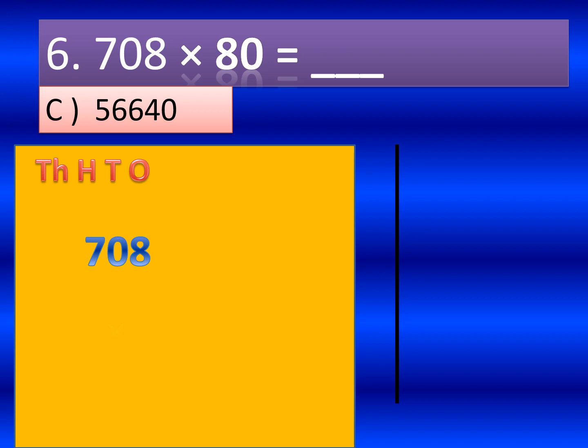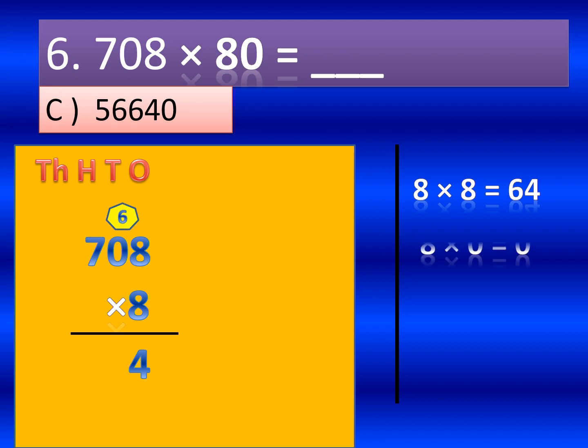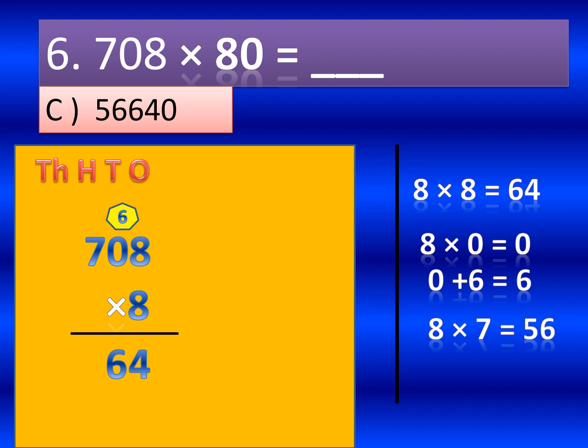Now let's write 8. Let's start the multiplication. We have to start from the ones place digits. So 8 8s are 64. From this 64, 4 is to be written in the ones place. The 6 is to be written as a carryover in the tens place. Now 8 zeros are 0. This 0 is to be added with the carryover 6. 0 plus 6 is equal to 6, to be written in the tens place. The next number, 8 sevens are 56, which is to be written in the next place.